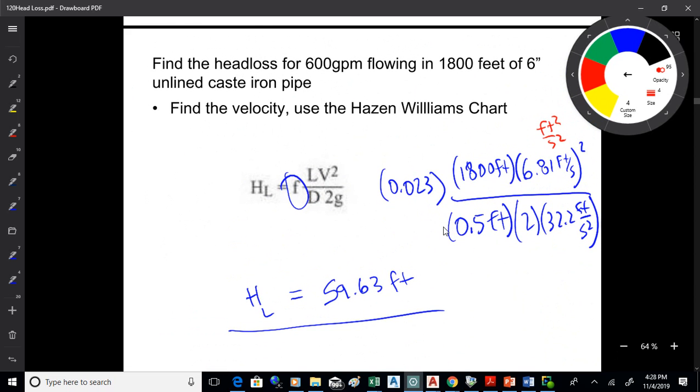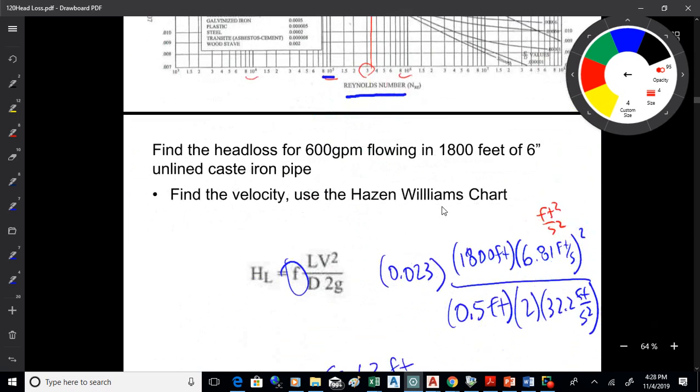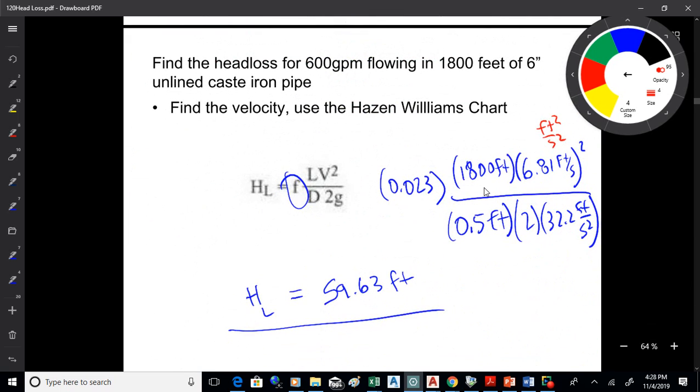Okay, now once I've got that, I take 0.023, my friction factor, multiply it by the length of the pipe, 1,800 feet. Take that times the velocity squared. So that's 6.81 feet per second, and that's quantity squared there. Divide it by the pipe diameter, 0.5, divide it by 2, and divide it by gravity, 32.2. That works out to be a head loss of 59.63 feet.